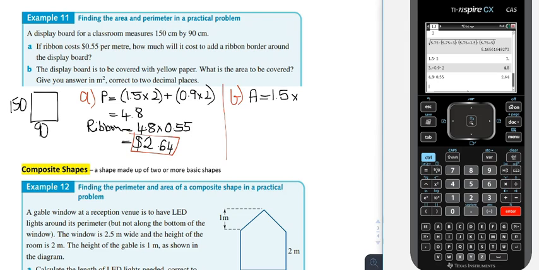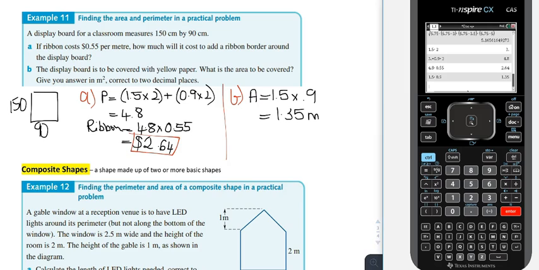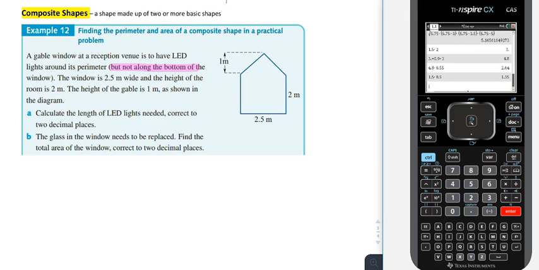Part B says the display board is to be covered with yellow paper. What's the area to be covered? So we need to do an area of this. It's just length times width, so 1.5 times 0.9. And then this gives me the result of 1.35 meters squared. Note I've gone in meters because the question says give your answer in meters squared, which again says that I use 1.5 and 0.9, not 150 and 90. Answer correct to decimal places, and that question is complete. Red box the answer.